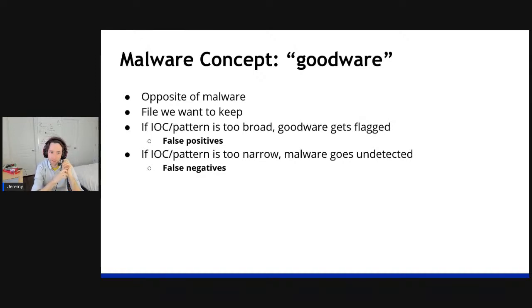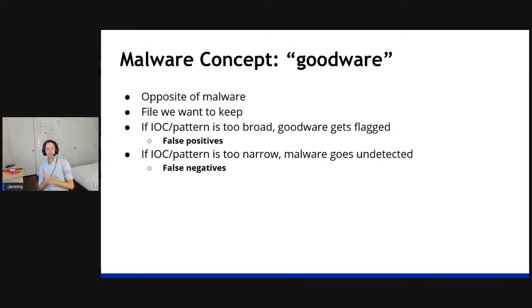And so with our indicators of compromise or our patterns, like I said, we don't want to be too broad or too narrow. If your pattern is too broad, then goodware gets flagged, and that's called a false positive. So we have good files that get flagged by Yara as malware or as bad files. The other thing is if the pattern is too narrow, then malware can go undetected, and that's a false negative. So if Yara runs on your system and comes back and says, nope, nothing found, that's supposed to make you feel good and like things are okay on your system. Yeah, that's a false sense of security because you've had false negatives in your patterns that have been returned.